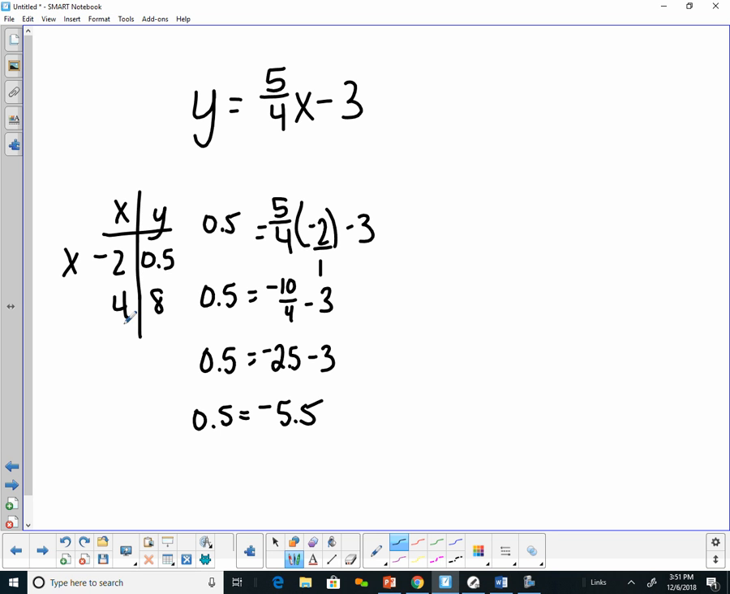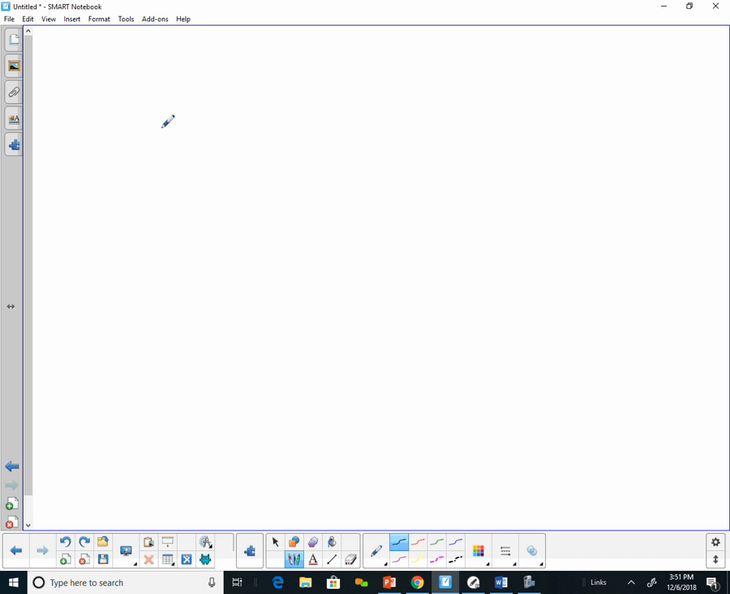But it doesn't matter if they give it to you as an ordered pair or in a table. You're just going to plug in and see if that will hold true. Now, sometimes what they'll do is they may give you the equation, or they may give you a point and then give you a graph and say which of the points would be on that graph, or which graph would be true for this point.